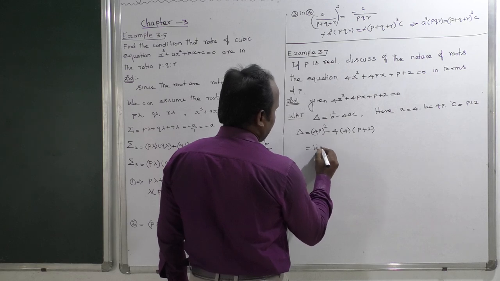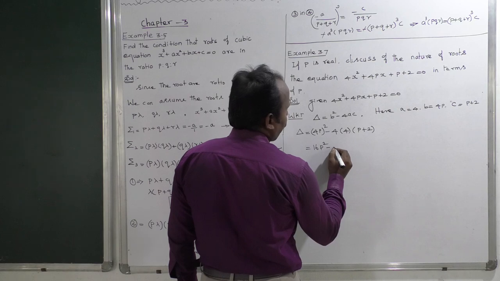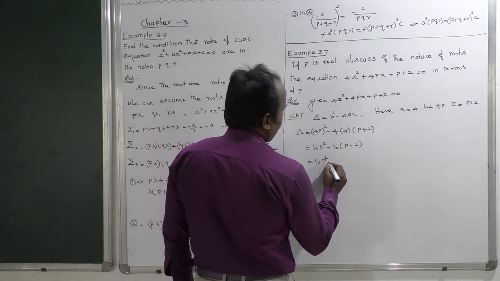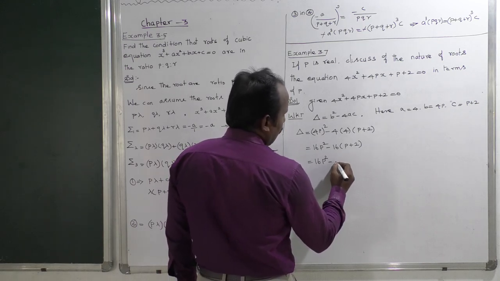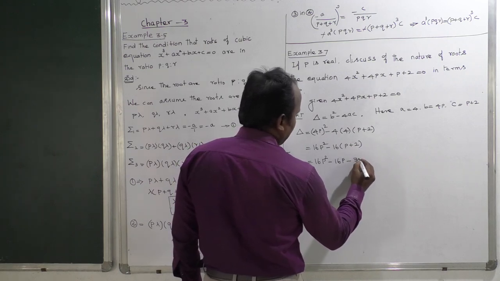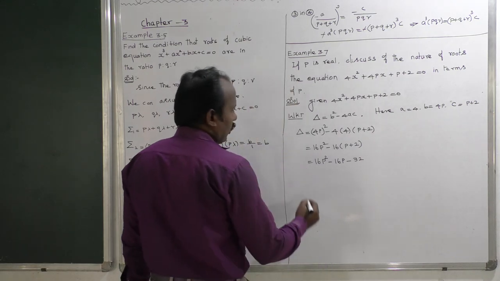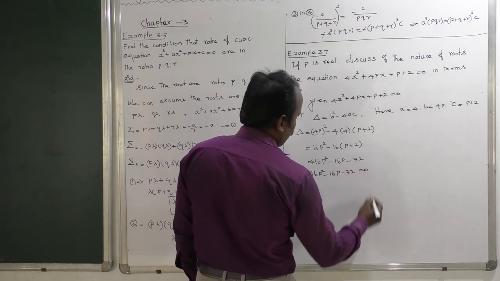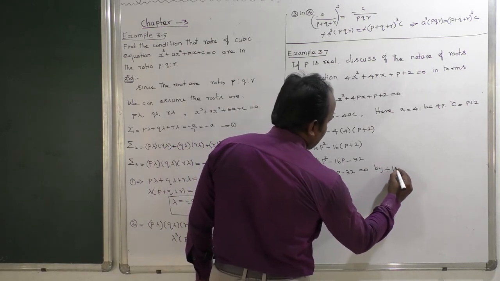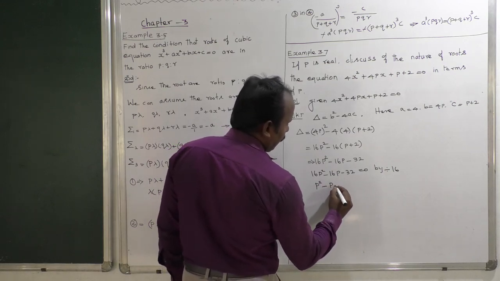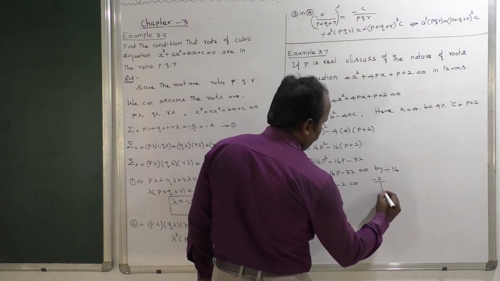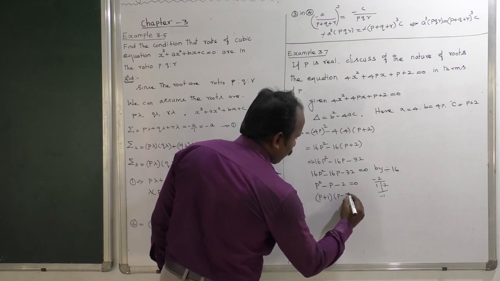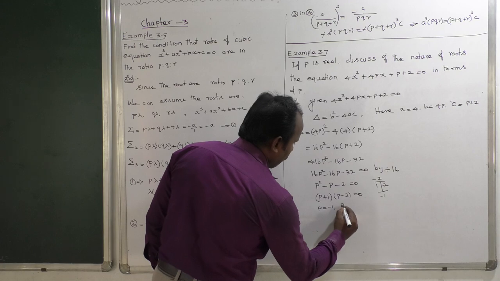So that is 16 p square minus 16 into p plus 2, which is 16 p square minus 16 p minus 32. Setting this equal to 0 and dividing by 16, we get p square minus p minus 2 equal to 0. The product is minus 2 and the sum is minus 1, so the factors are p plus 1 into p minus 2 equal to 0. Then p is equal to minus 1 or p is equal to 2.